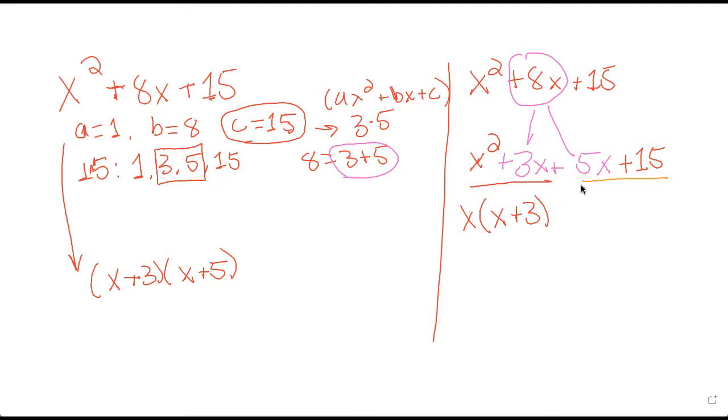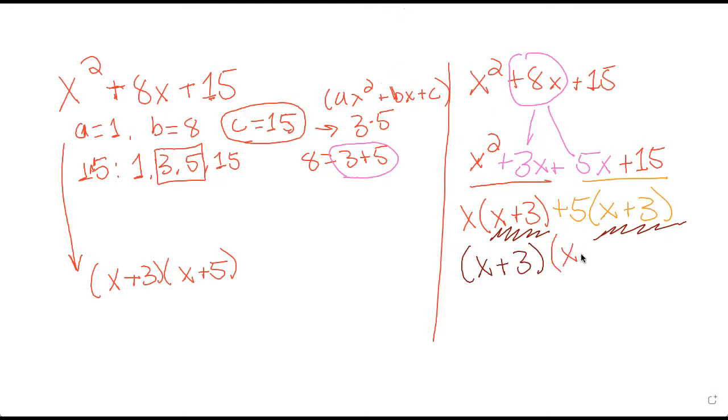15 is divisible by 5, so we can factor out a 5 here, and we'll still have x plus 3. But look, we have the same factor, x plus 3, multiplied by x and then 5. So we can factor out an x plus 3, and we'll have left over x plus 5. That is the same thing as this right here.